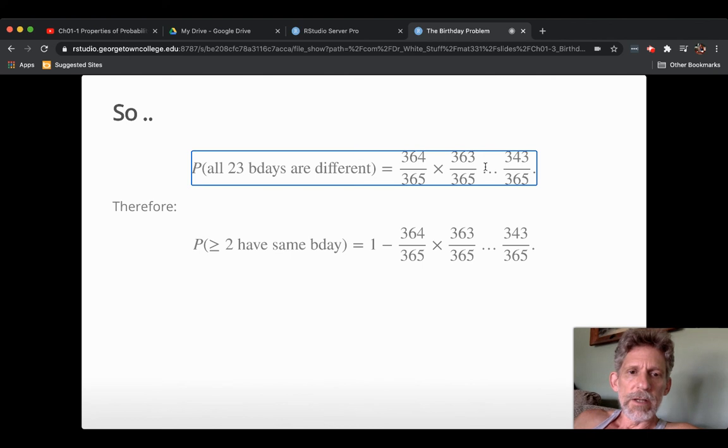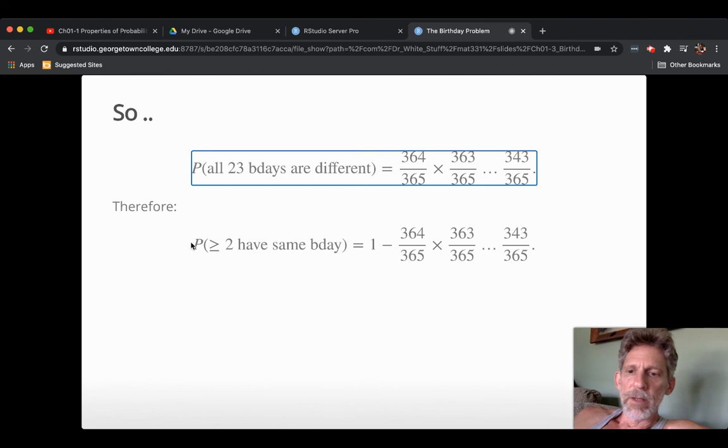And it goes on like that with the numerator in the fractions decreasing by 1 every time until you get down to person number 23. And remember, you need a total of 22 of these fractions. If you look at the numbers from 364 down to 343, the difference in those numbers is 21, and therefore there's 22 of them. So I've got it right there.